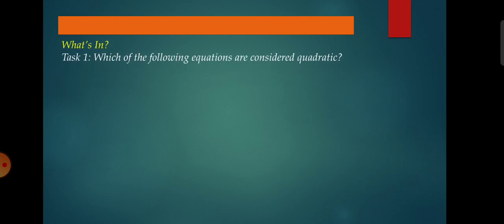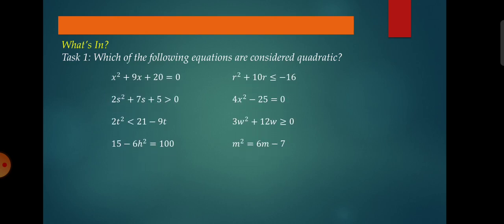So what's in? Our first task is to identify which of the following equations are considered quadratic. So we have there 8 equations that we might consider quadratic and some are not. So what do you think from those equations given? So probably, okay, the first quadratic equation, x squared plus 9x plus 20 is equal to 0, is considered quadratic. Another, m squared equals 6m minus 7.